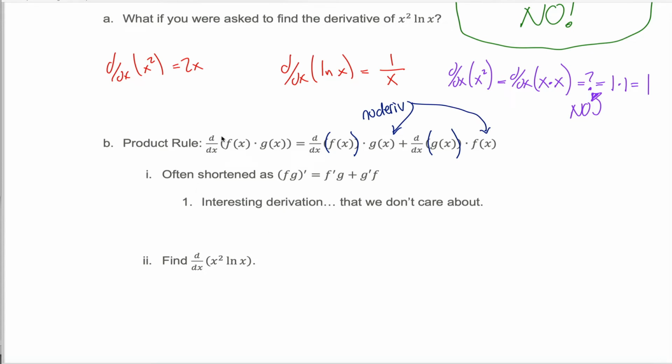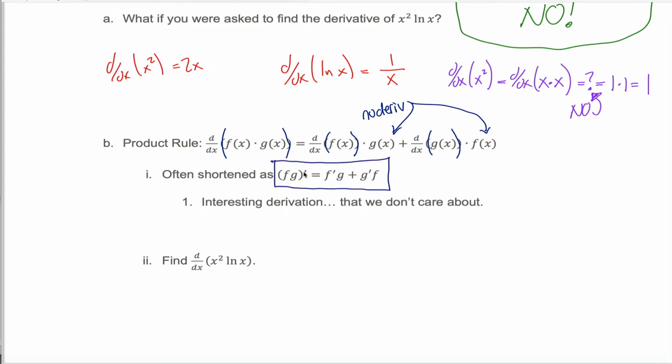The derivative of a product of two things, big parentheses to try to make this really clear, is the derivative of the first thing times the second thing plus the derivative of the second thing times the first thing. It's a lot easier to say than it is to write with this notation. So often we use shorthand notation. I think you're going to like this one a lot better.